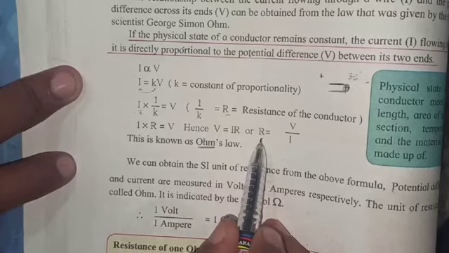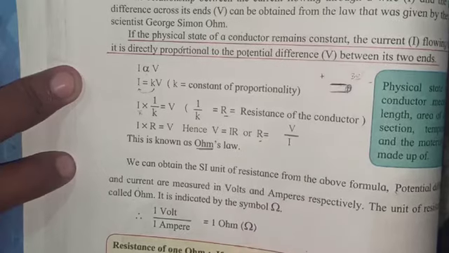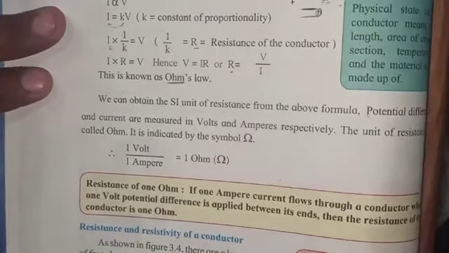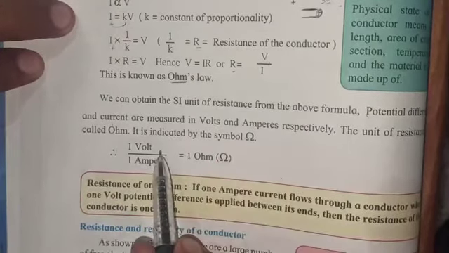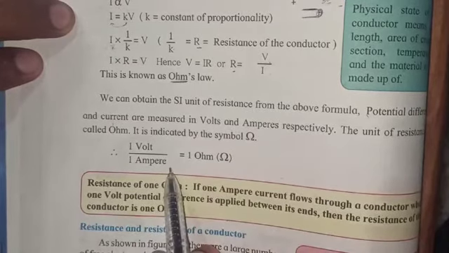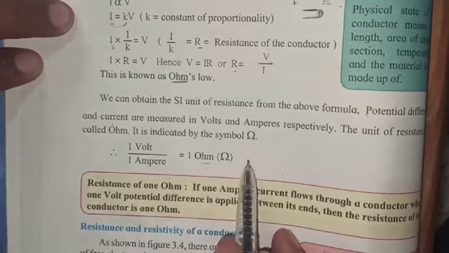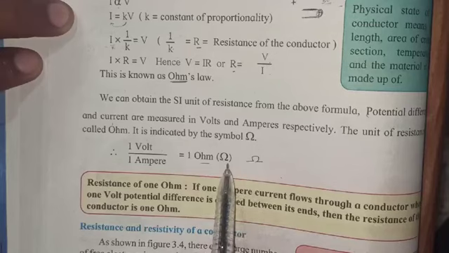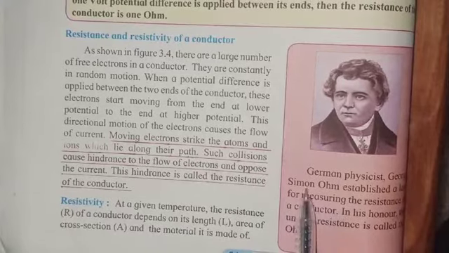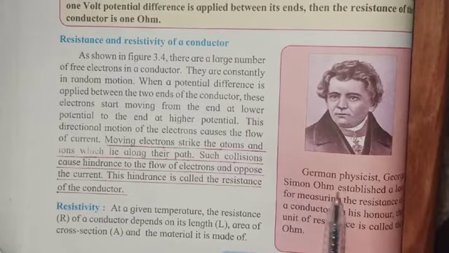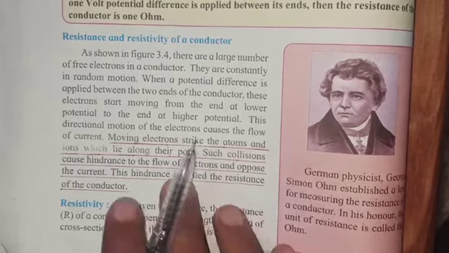So what is Ohm's law? Resistance is equal to potential difference upon current flowing. Okay. Now what is the formula for resistance? Potential difference is in volt, current in ampere, and 1 volt upon 1 ampere is called 1 ohm. And what is the symbol of ohm? This is the symbol of ohm. Okay, and why is the name Ohm given? Because Sir George Simon Ohm gave that law, so in his honor the name is given.